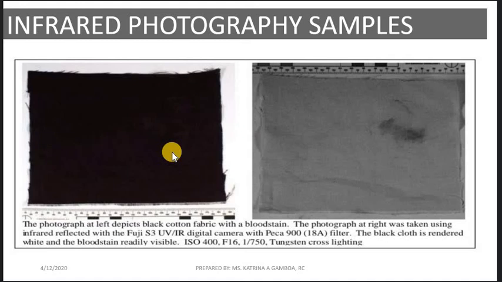So, ganun ang nangyari dito. So, the photograph at the left depicts a black cotton fabric with blood stain. As you can see, dito sa black cloth na to, walang blood stain yan. Hindi mo mapapansin na may blood stain yan. Pero by using infrared photography, ayan, the photograph at the right was taken using infrared reflected and it is rendered with blood stain readily visible na. Kita nyo? Dito hindi mo makikita yan. But by using infrared, kitang-kita na po ang ating blood stain.